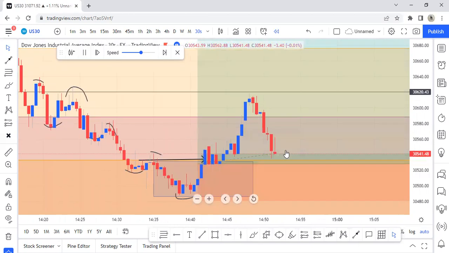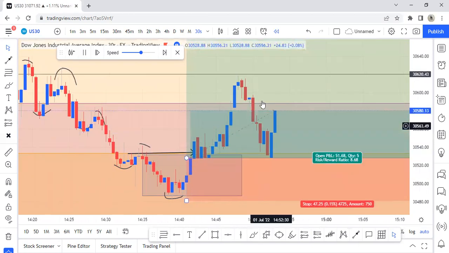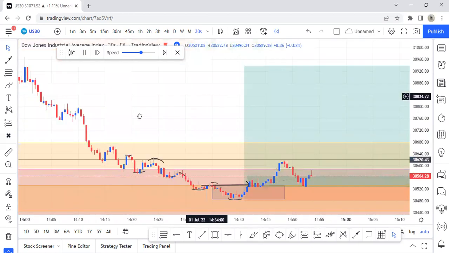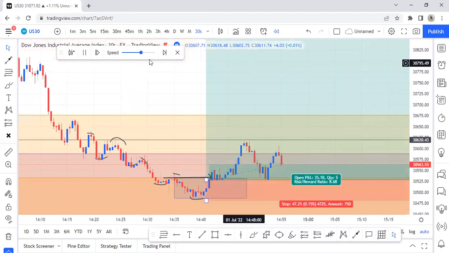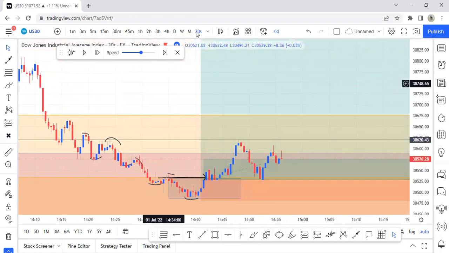The market kind of ranged on the 30 seconds time frame. The market was not doing its thing, and I was just watching. Before we continue, let me show you why I had my TP up there. I then go back to the 1 hour time frame.